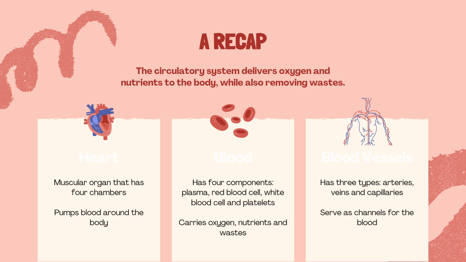And the third one, blood vessels. They have 3 types: arteries, veins, and capillaries, which serve as channels for the blood. So here we have finished the circulatory system. I hope you understood about the heart.